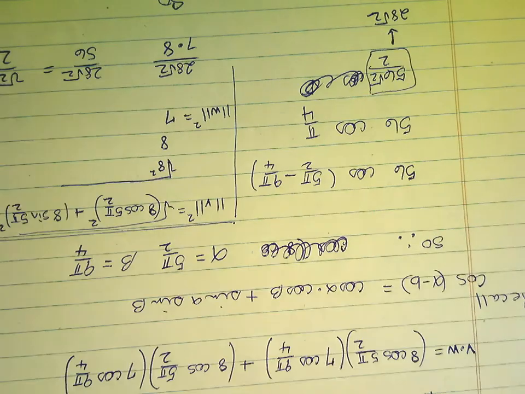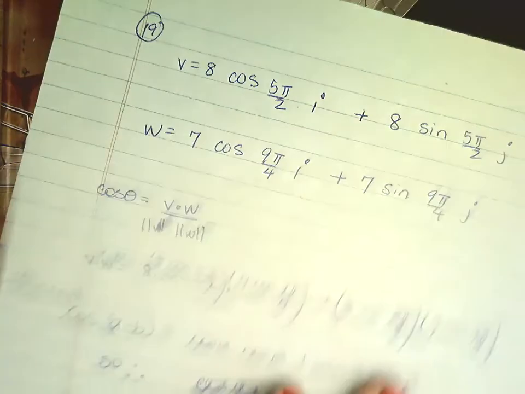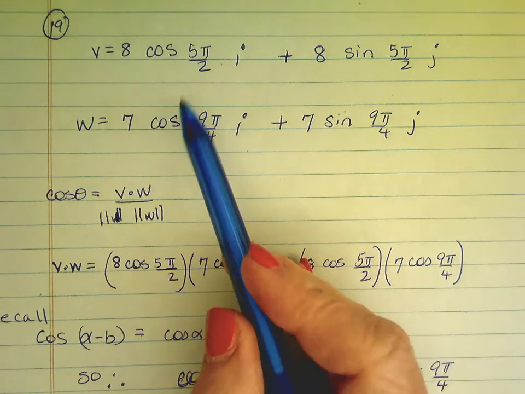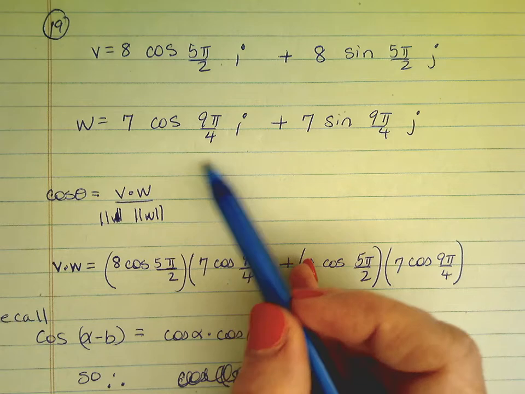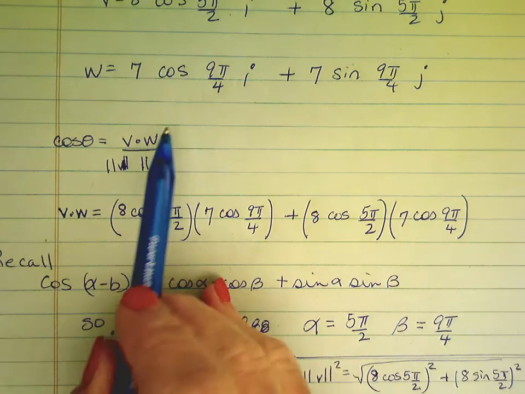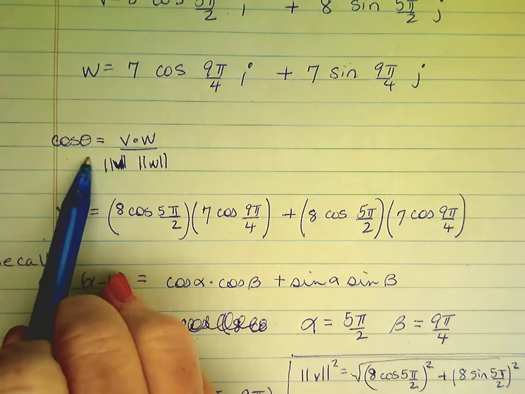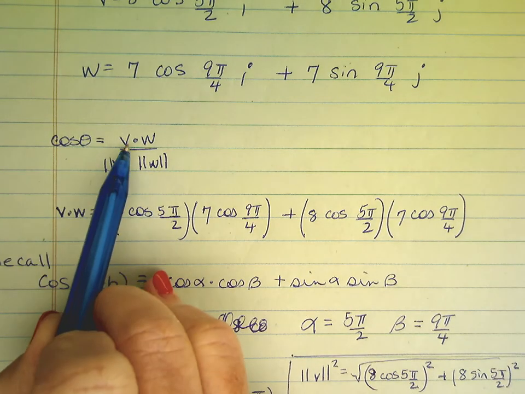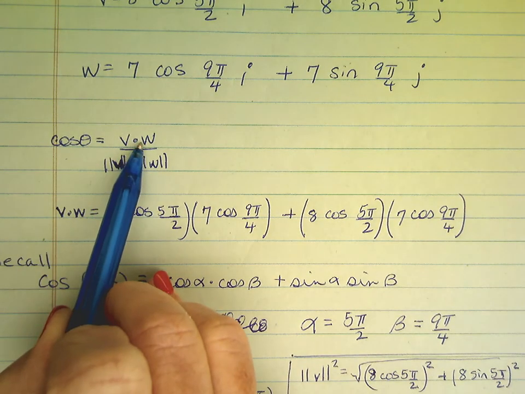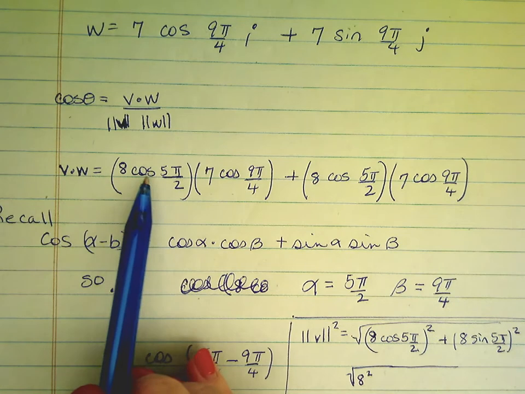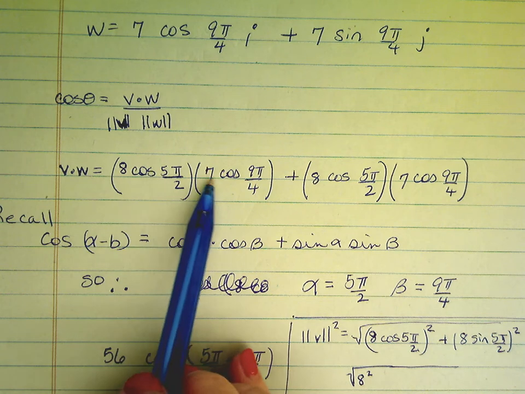Now I know everybody gets a different problem, but I thought it might help to see one worked out. Here's 19, where they give you the vectors and they have cosine and sine in them, and we're using the cosine formula where the cosine of theta is the dot product of the vectors over the product of their magnitudes. So you just have to take your time. The dot product is here.